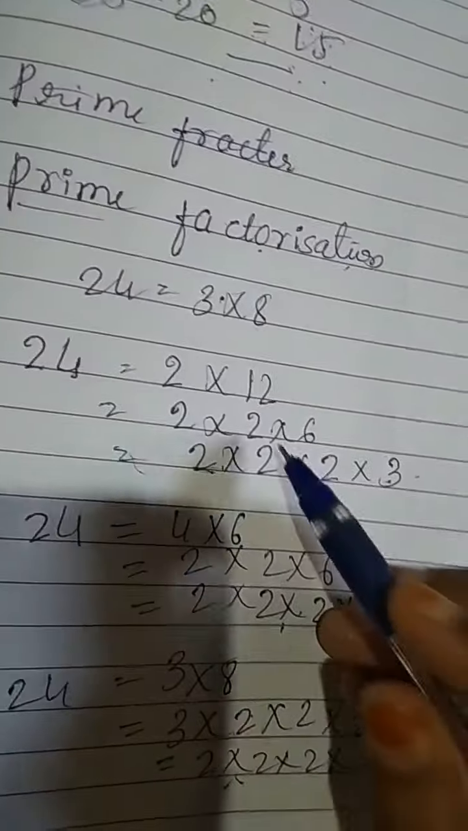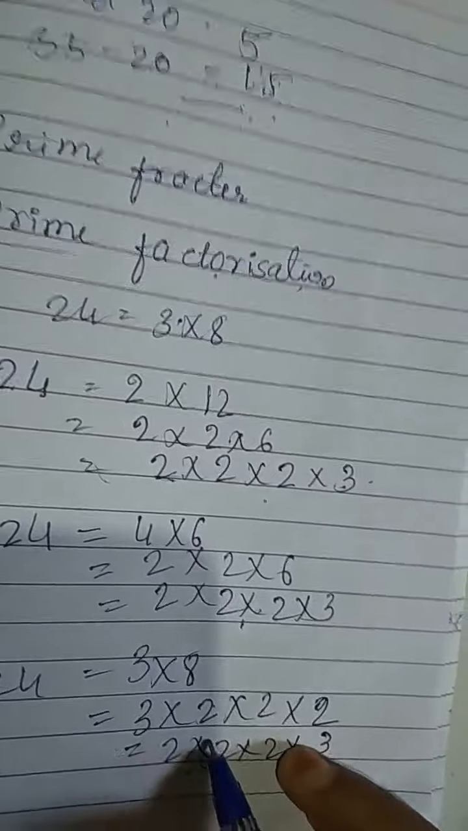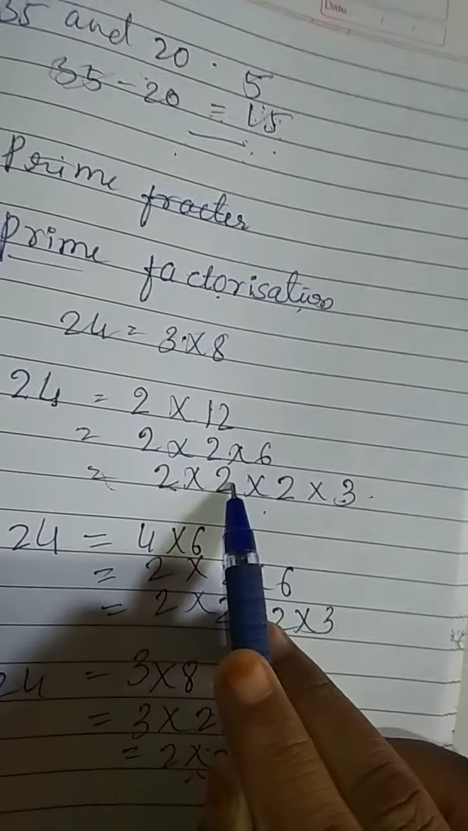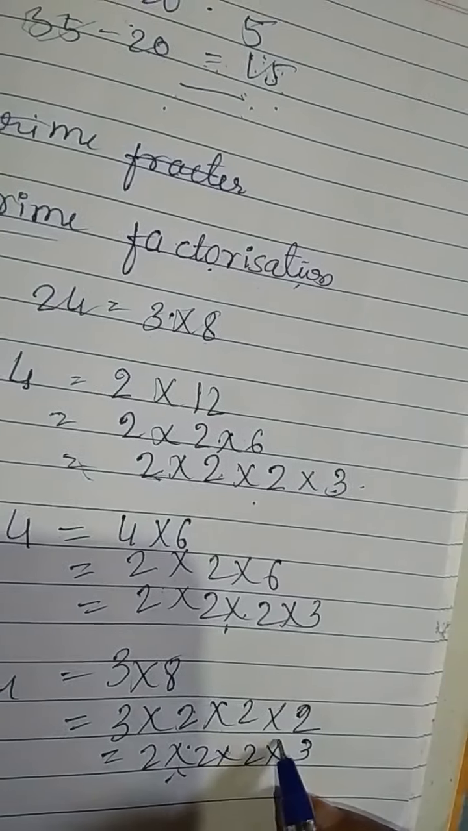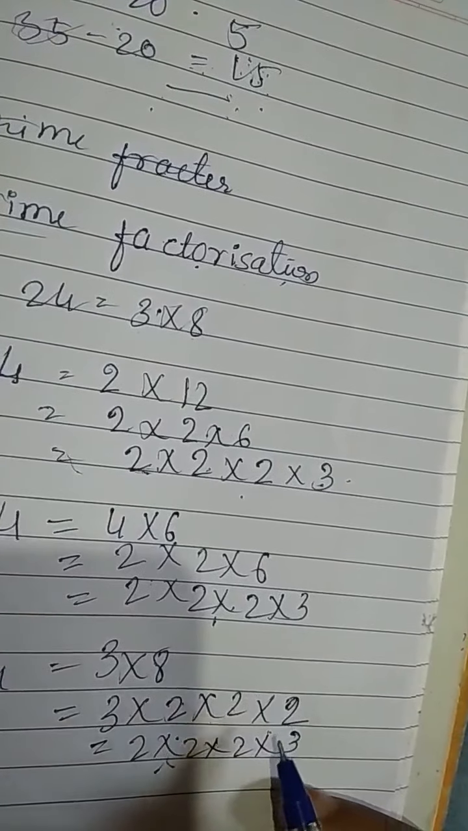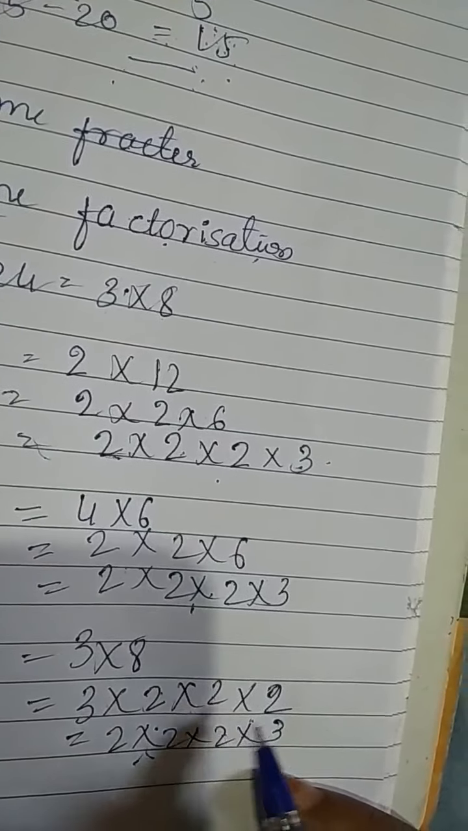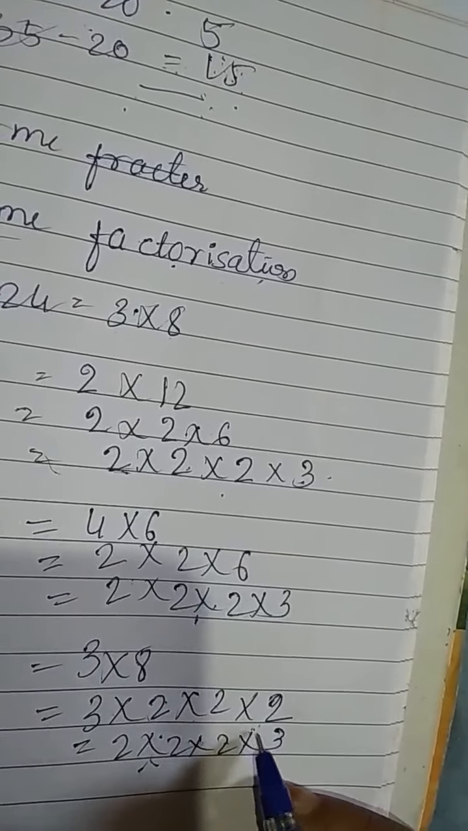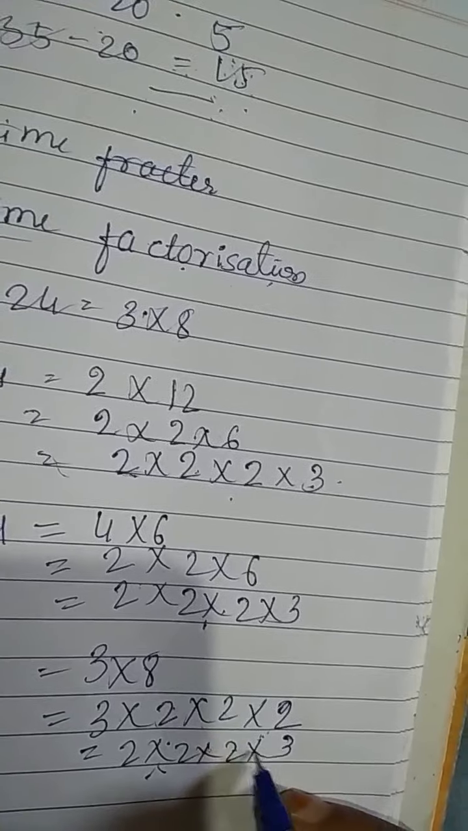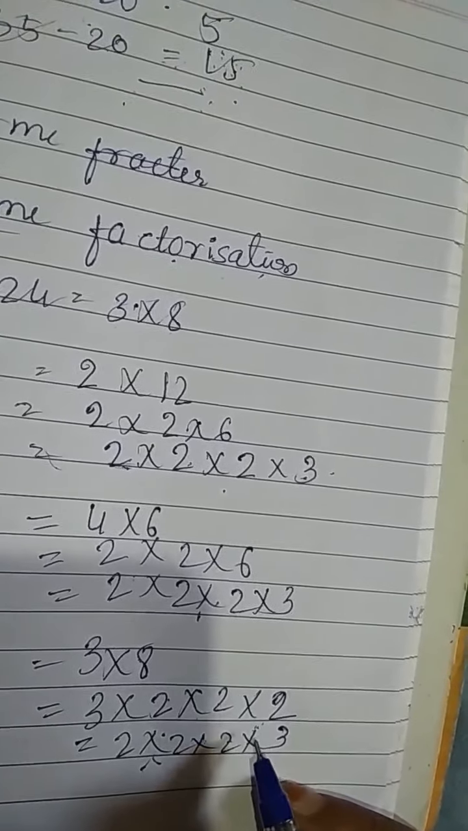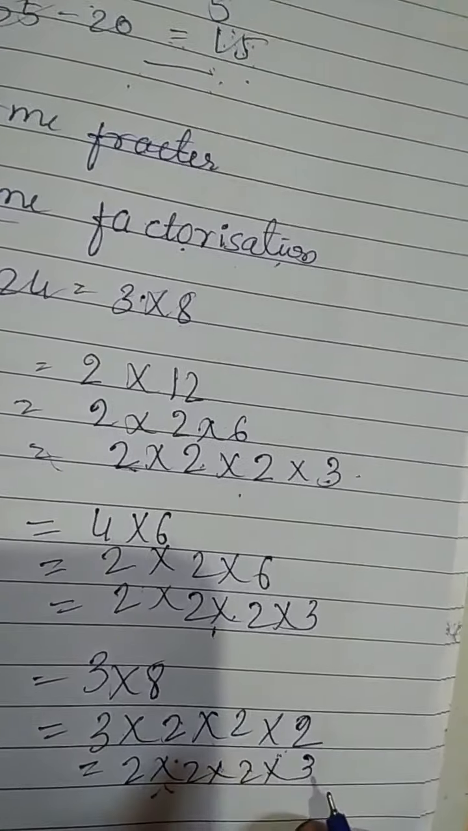Observe in these cases, in all the above factorizations of 24, ultimately we arrived at only one factorization, that is 2 into 2 into 2 into 3. In this factorization, the factors 2 and 3 are prime numbers. Such factorization of a number is called prime factorization. Let us check it.